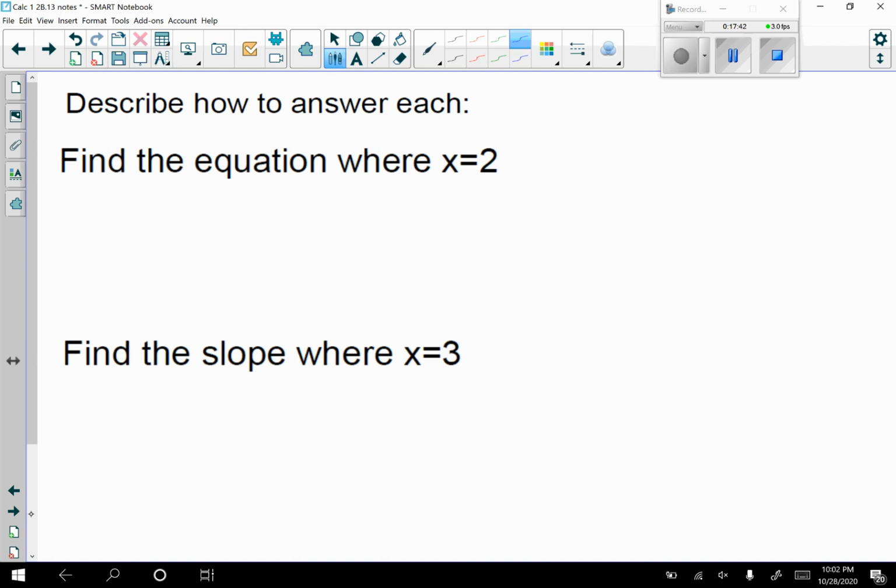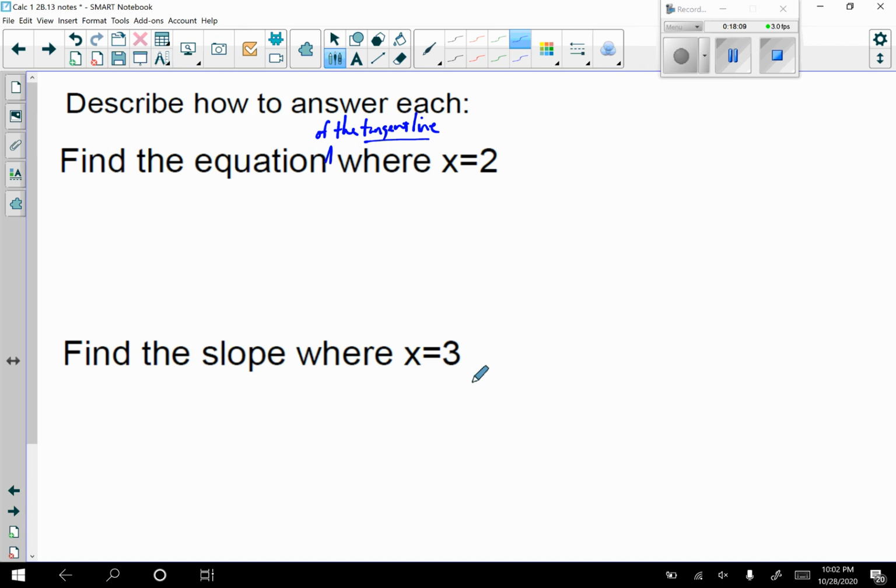What about find the equation where x equals 2 and find the slope where x equals 2. Should have written a little bit more here. Find the equation, I left out some words, of the tangent line. That's what it should have said. Sorry about that. That's important. Find the equation of the tangent line, the line tangent to the curve, when x equals 2.